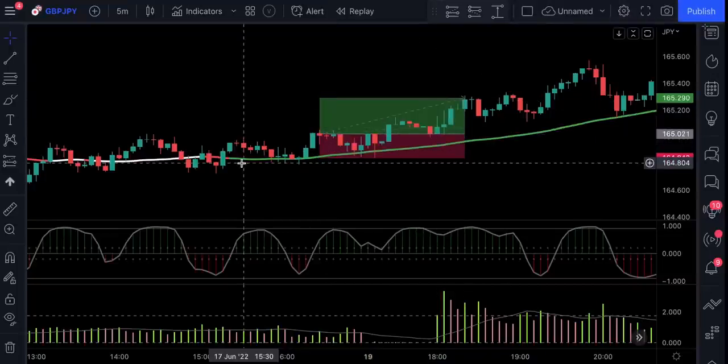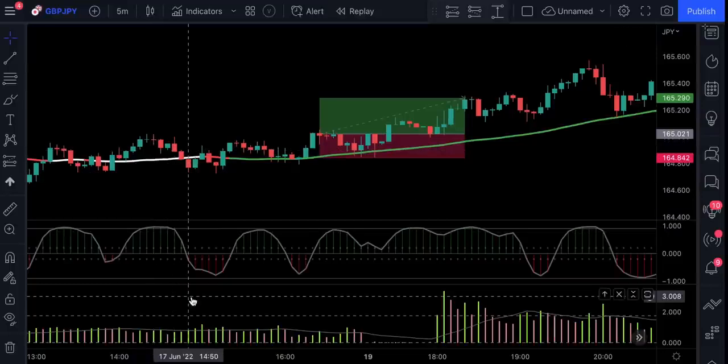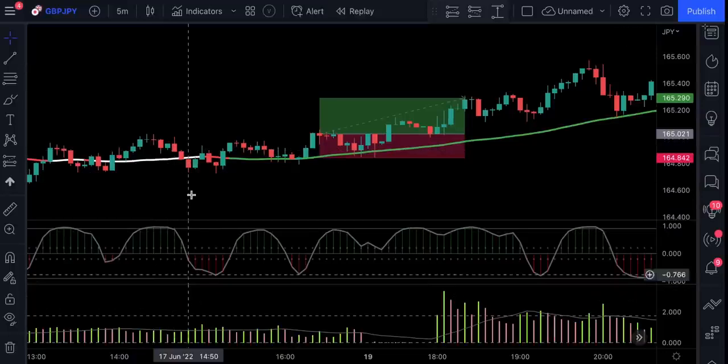We see we're not taking any trades when the baseline is white color because this indicates a ranging market. And this new volume indicator is also doing a great job of eliminating bad signals.